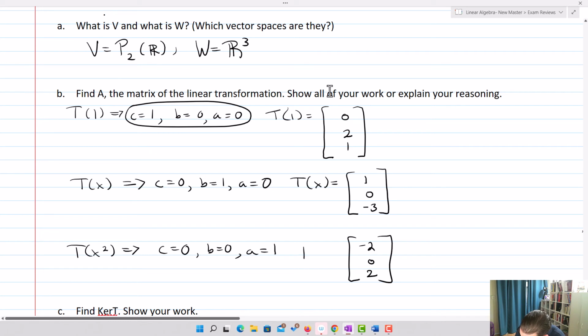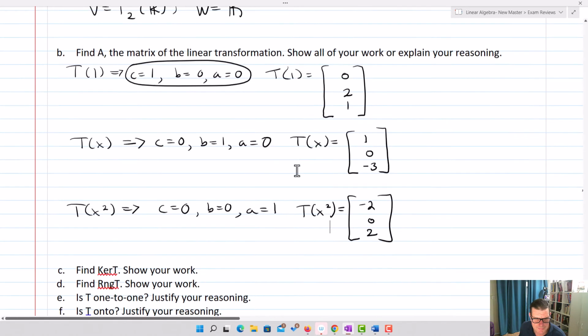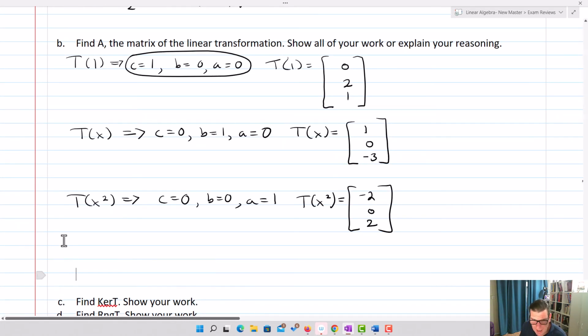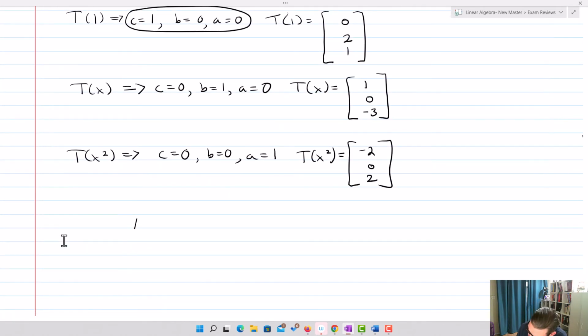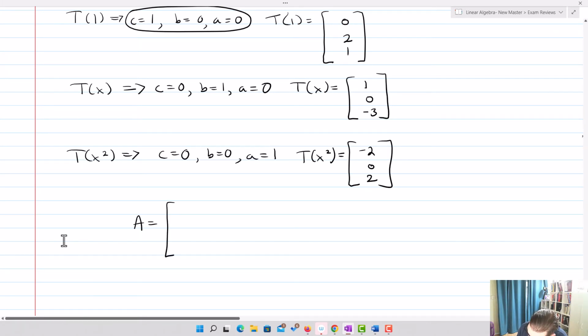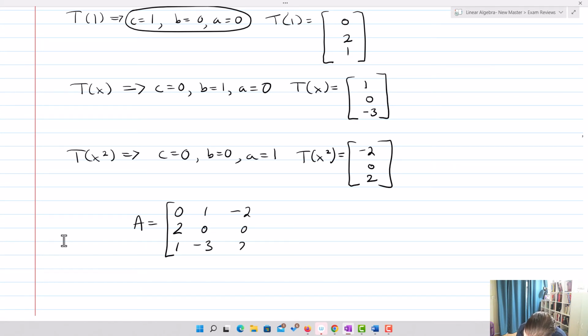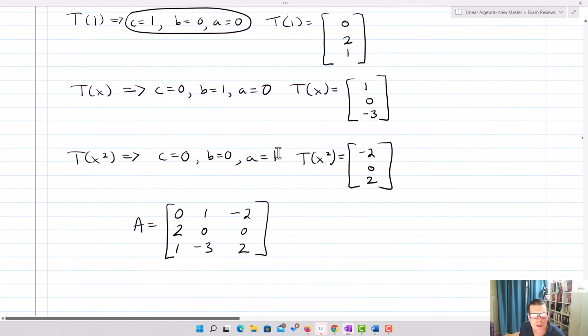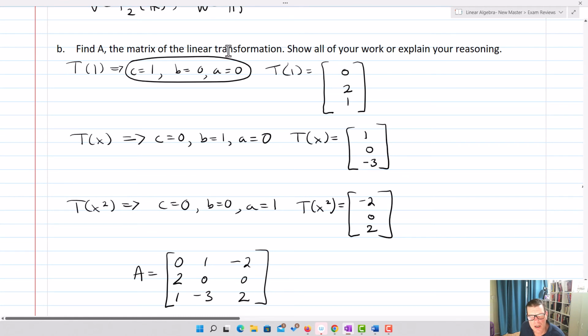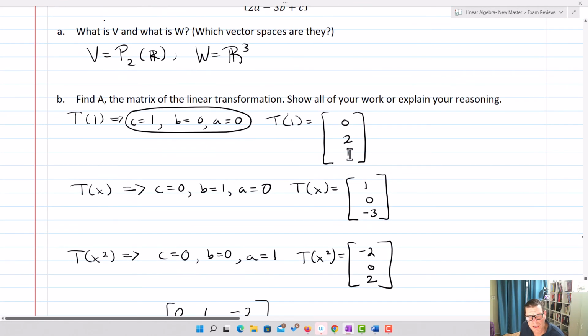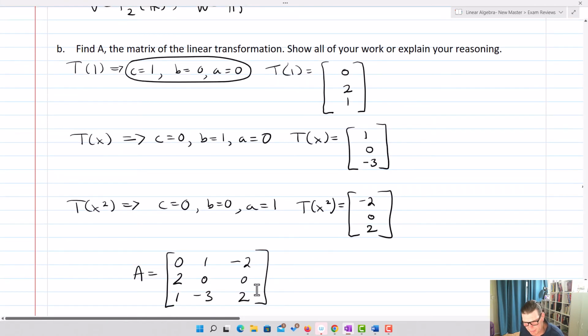So those are the standard basis vectors for P2R under the transformation. All I've got to do in order to find A is just put those in order. So A is going to equal, the 1 comes first, 0, 2, 1. Then x, 1, 0, negative 3. And then x squared is negative 2, 0, 2. And there's A. Okay? So use the standard basis vectors under the transformation, and then you just put them together, and that gives you A.